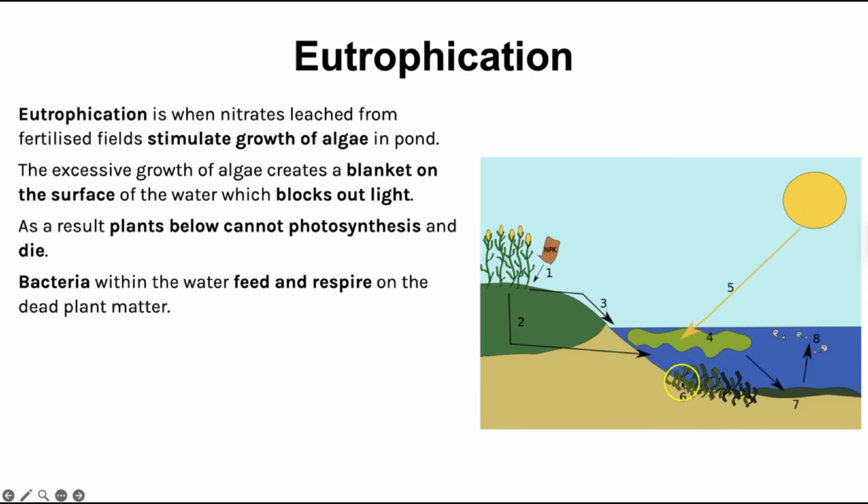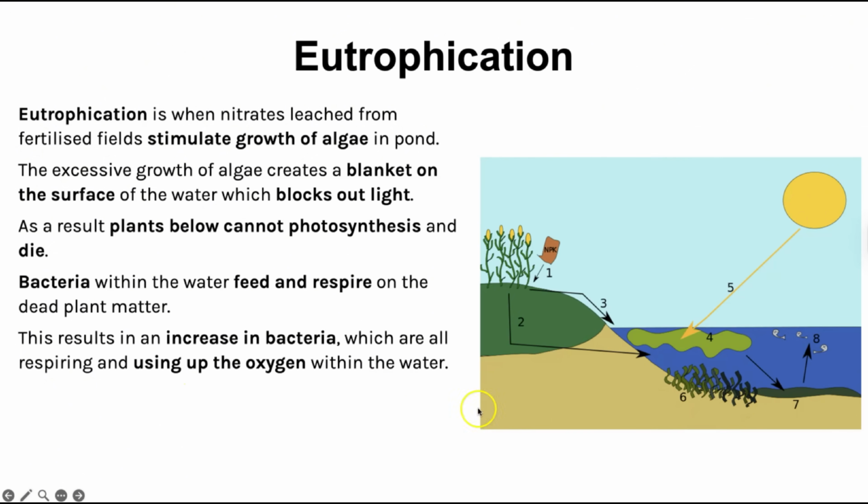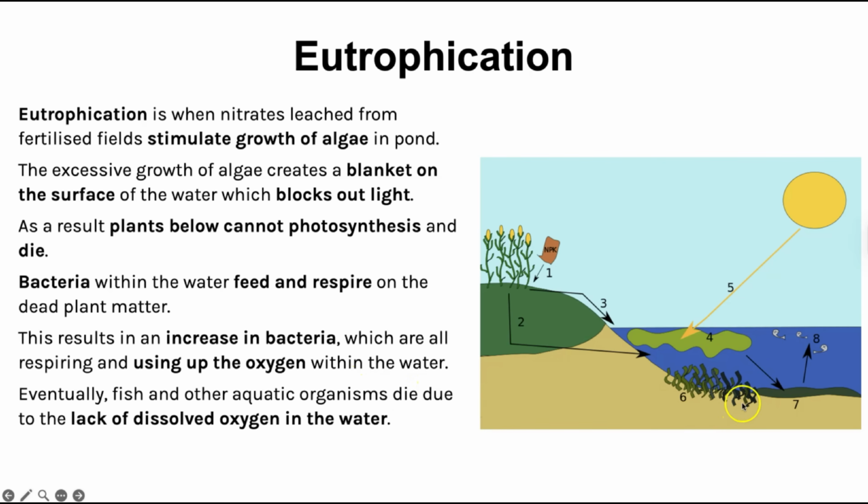Bacteria within the water will then decompose those dead plants, but in order for bacteria to do that, they have to respire more, which means they're going to be using up oxygen. So using up all that oxygen eventually means there's not enough oxygen dissolved in the water for all of the other aquatic organisms, such as fish. And if fish don't have oxygen, they can't respire and they die as well.